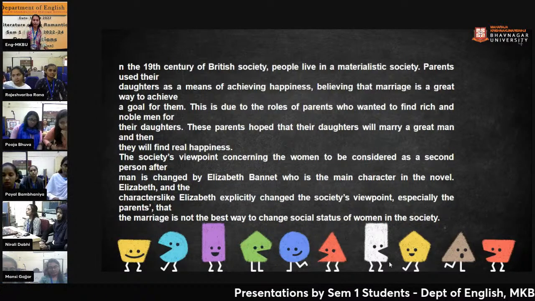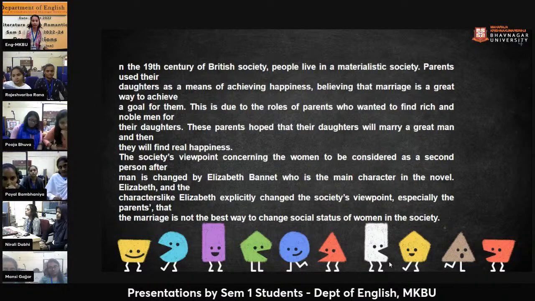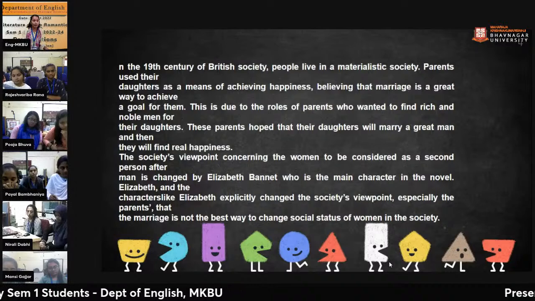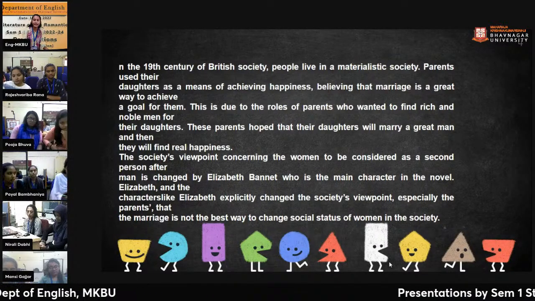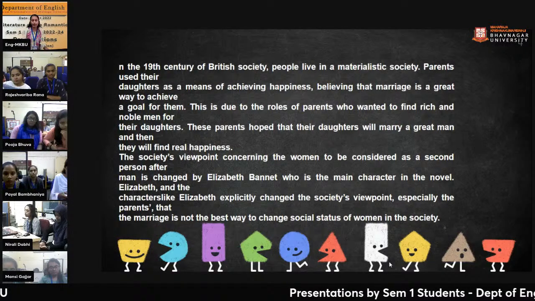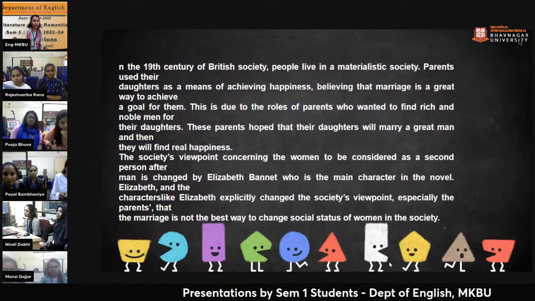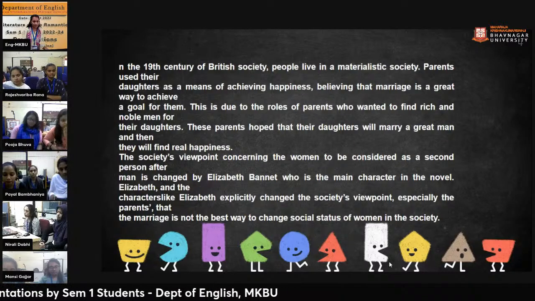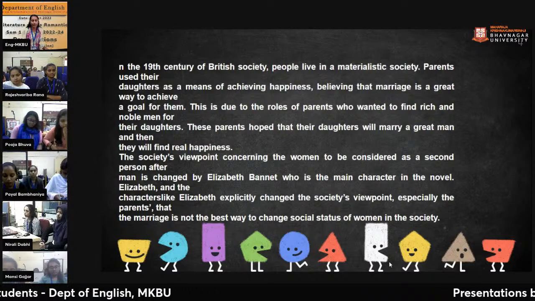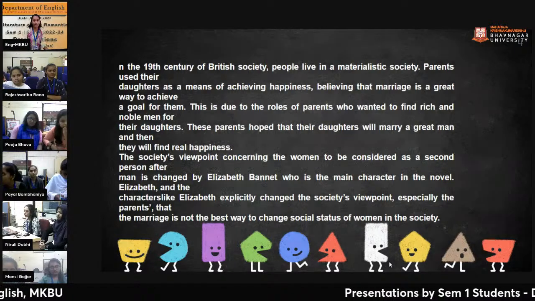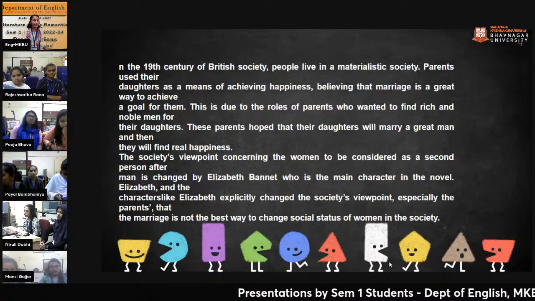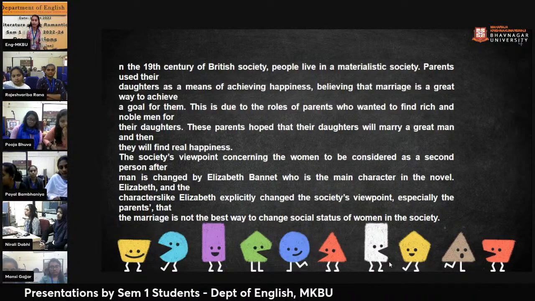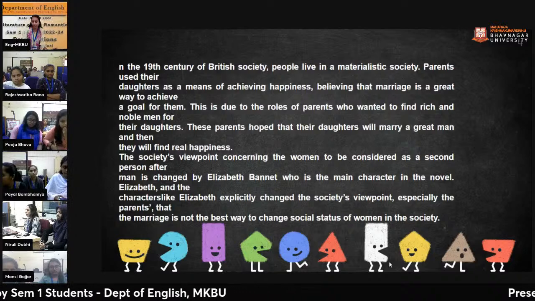The society's viewpoint, considering the woman as a second person after man, is changed by Elizabeth Bennet, who is a main character in the novel. Elizabeth and her character skills. Elizabeth explicitly changes the society's viewpoint, especially the present idea that marriage is the best way to change the social status of women in society.